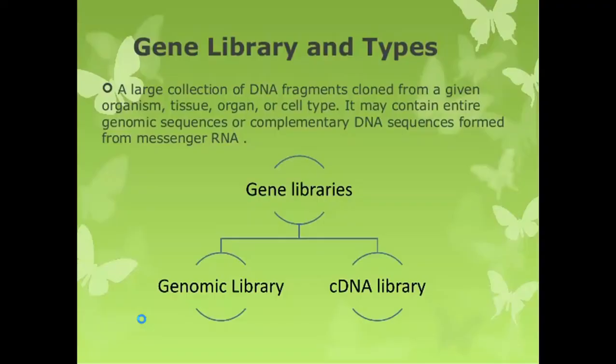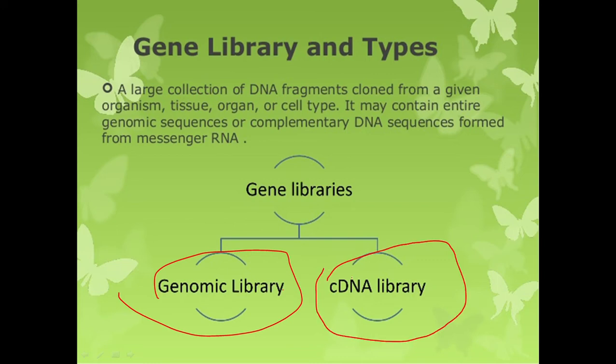In the next slide, if you just see, gene library is of two types. Gene library is of two types: one which we call genomic library and another that is a cDNA library. So there are two types of gene libraries. One is called genomic library and another is complementary DNA library. At the end of this video, you will see what is the difference between genomic library and cDNA library. Now let us see, first start with the genomic library.